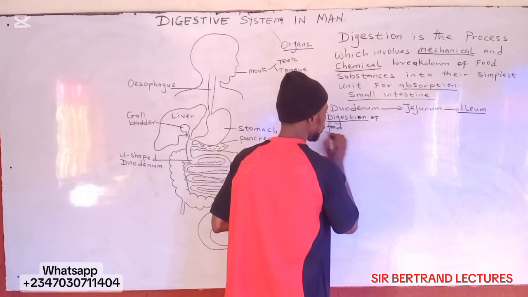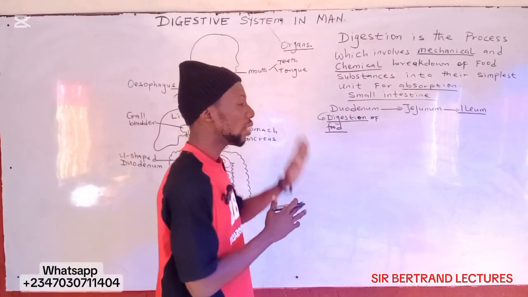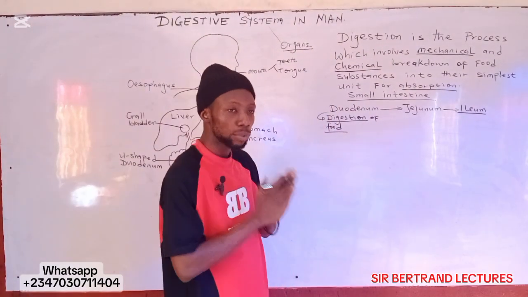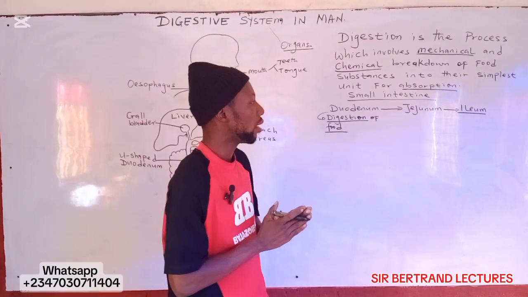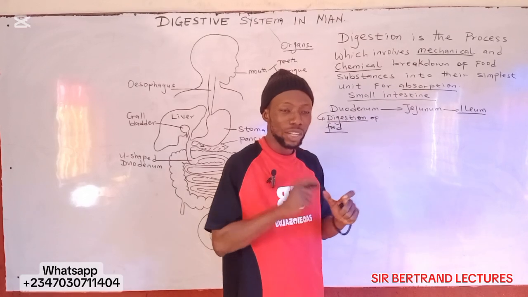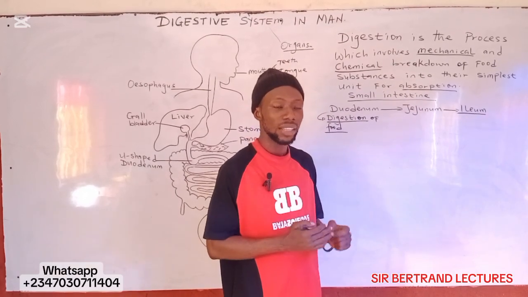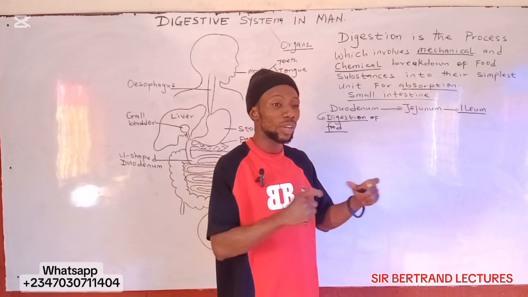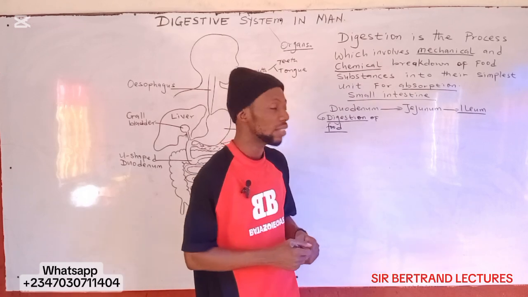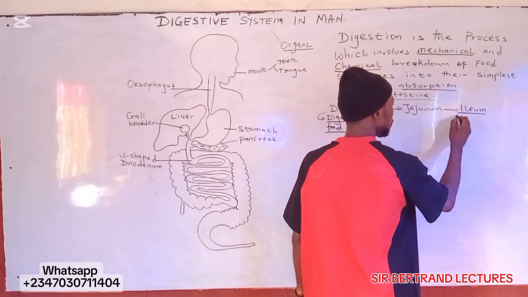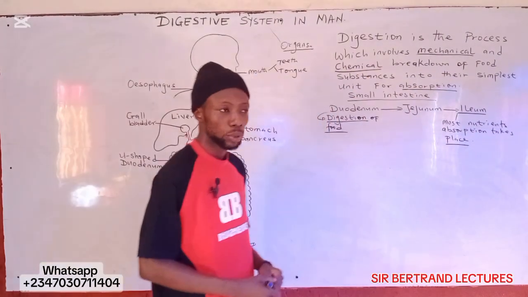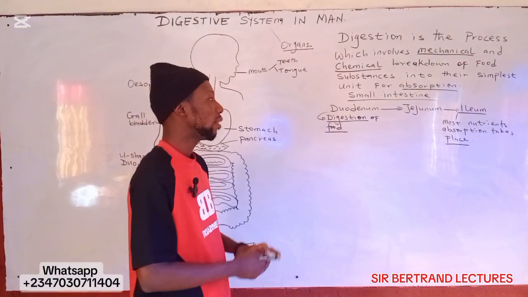It's responsible for effective digestion of food, and this is where most digestion ends. Jejunum and ileum are responsible for absorption of nutrients. But most nutrients are absorbed in the ileum because the ileum is the longest part of the small intestine. Because it is the longest part, it will have more room for sufficient absorption of nutrients needed by the body. Most nutrient absorption takes place here in the ileum.